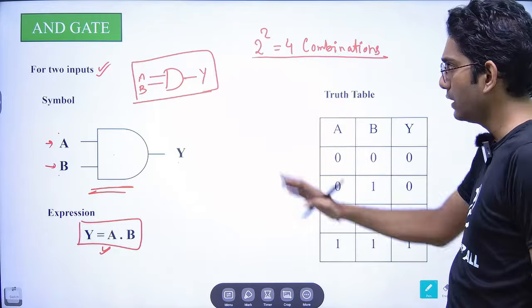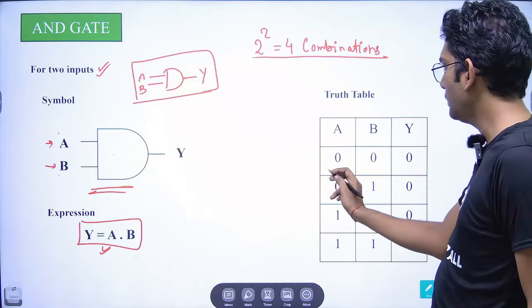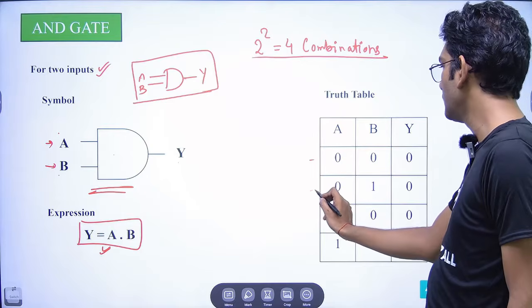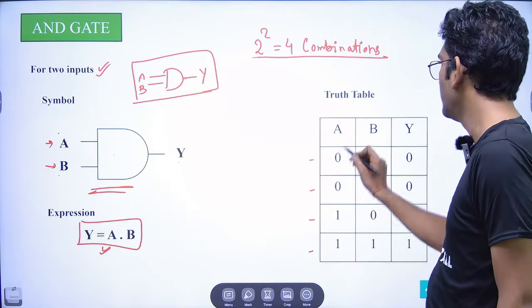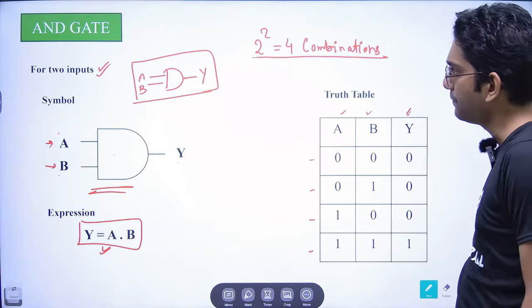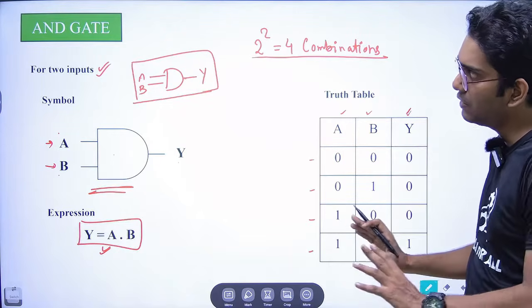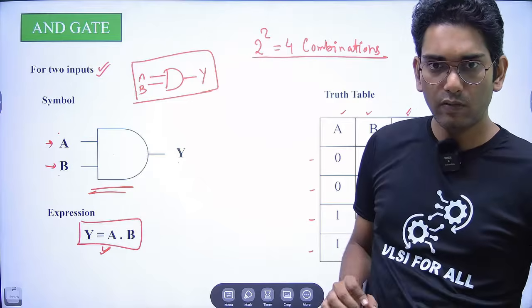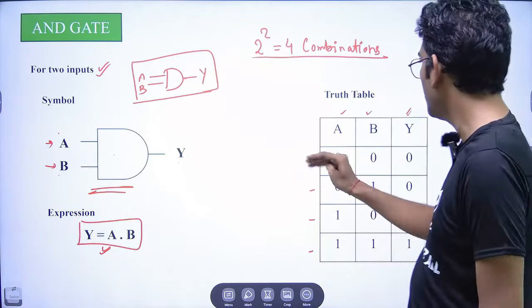We will be getting these in this AND gate. So here we can see a total of 4 combinations: 0 0, 0 1, 1 0, and 1 1. So these are the 2 inputs, and now this is the output. So what is the function of this AND gate? Let me tell you what the function of this AND gate is.